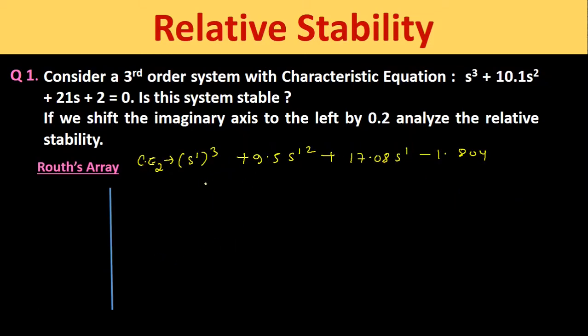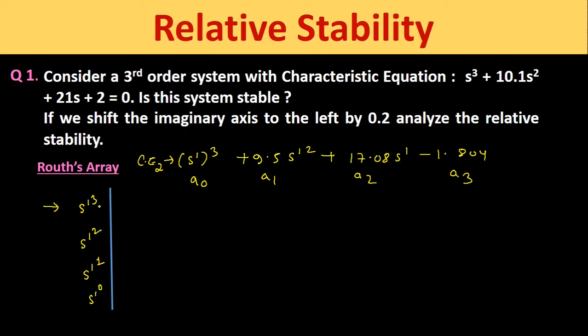So this is our characteristic equation number 2. So from this characteristic equation we will build the Routh's array. So first we will find out the coefficients from this characteristic equation. First coefficient will be A0, then A1, then A2 and last is A3. So here we can see that the highest power of S dash here is 3. Therefore here we will write S dash to the power 3. Then we have S dash to the power 2, then S dash to the power 1, then S dash to the power 0.